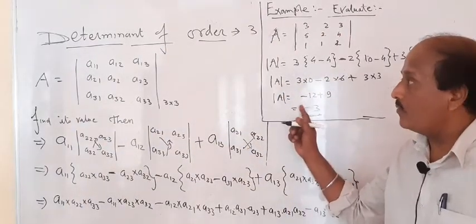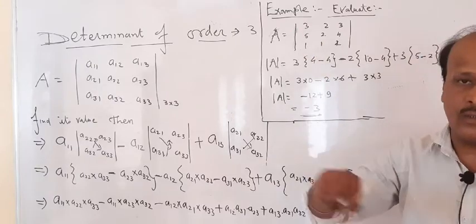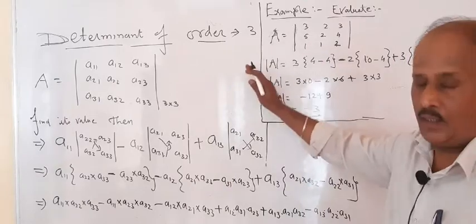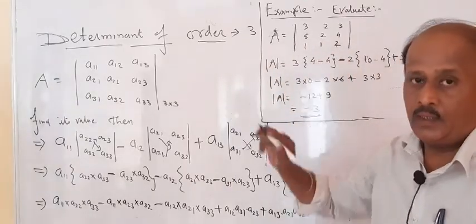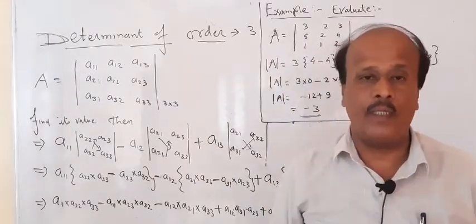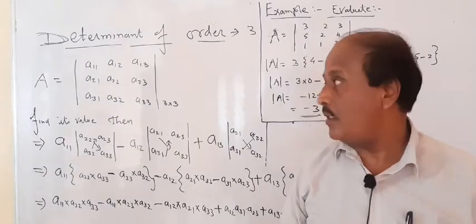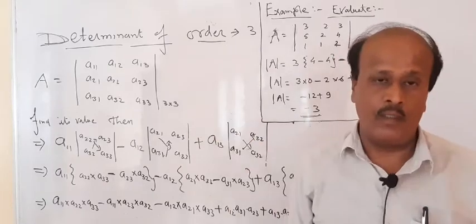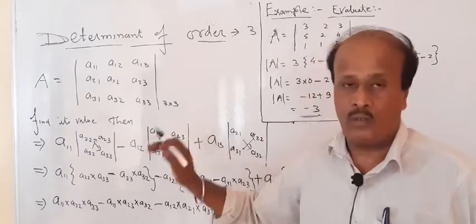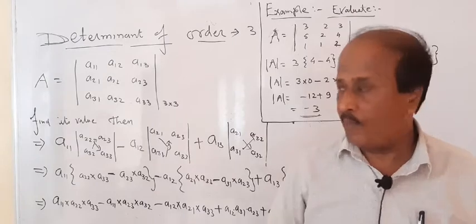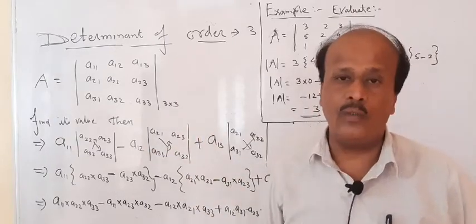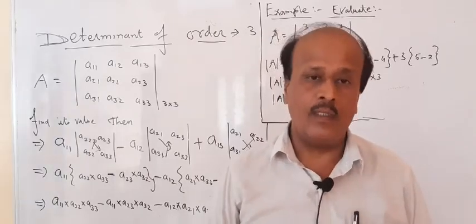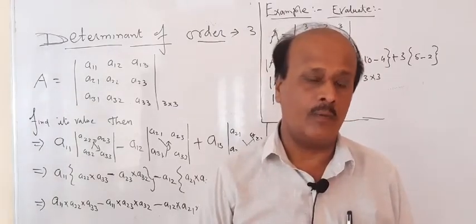In matrices, what happens? We never open matrices during the solution of a question. But in a determinant, we open that determinant and we solve for a particular value. This is the basic difference between matrices and determinants. In exercise 4.1 of this particular chapter, there are a lot of questions of order 2 and order 3. At least after this explanation, you do 1 or 2 questions of exercise 4.1. In the coming session, I will be doing some more questions of exercise 4.1.